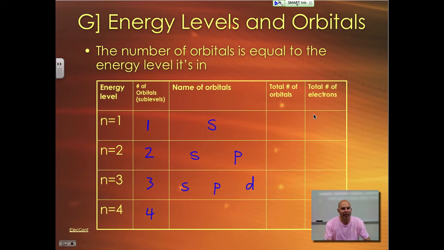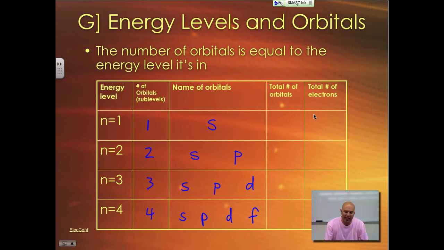There's no d in the n equals 2 or n equals 1 because there's only 2. In the fourth, we have the s, p, d, and f. So there's 4. All right? Now, you'll see where, if you're thinking energy level 5, 6, whatever, you'll see what that all means in a second.